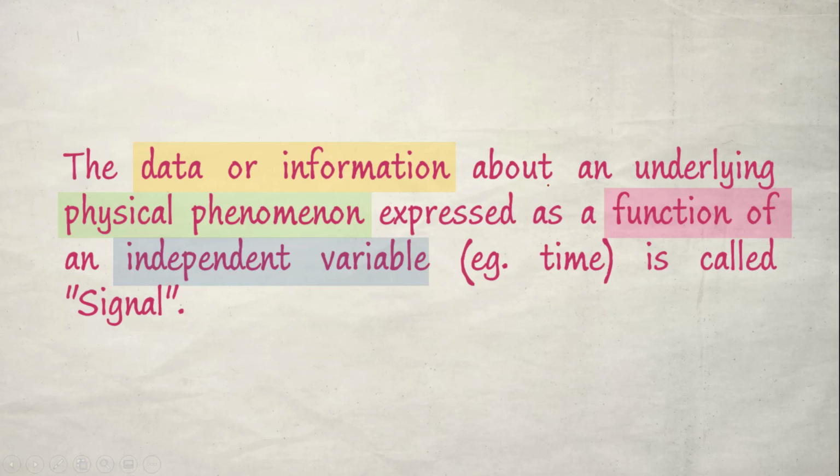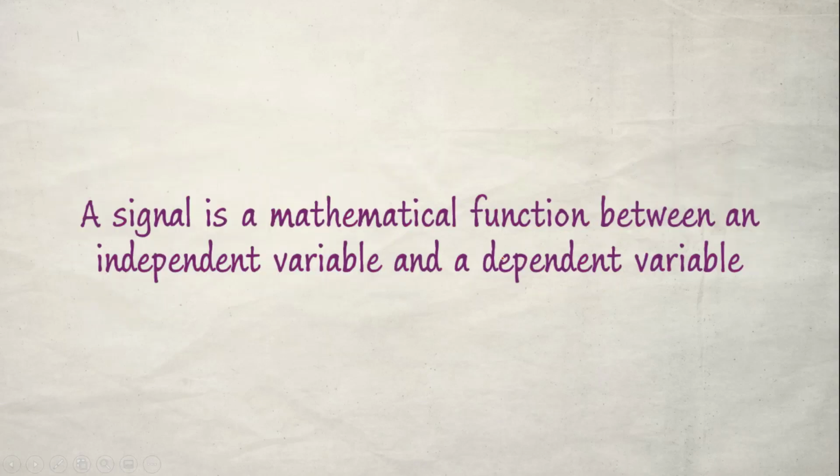The data or information about an underlying physical phenomenon expressed as a function of an independent variable, and most of the time it is time. So we use time as the independent variable, and then it is called a signal.